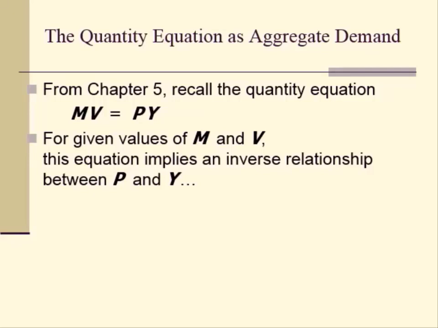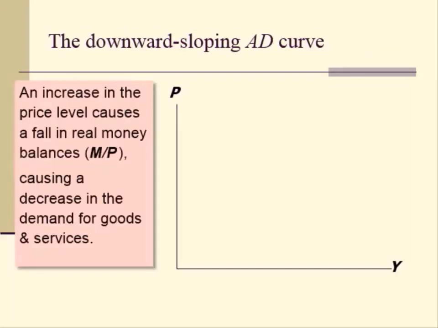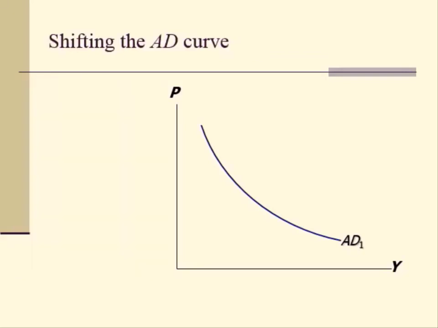velocity and increased Y. So an increase in price level causes a fall in real money balances, therefore causes a decrease in the demand for goods and services. So Y falls because velocity is constant. And then you can draw a downward sloping AD curve that shows the negative relation between price level and Y, the aggregate demand. And since the AD curve is drawn on a diagram with P and Y on the axes, it will shift if either M or V changes.